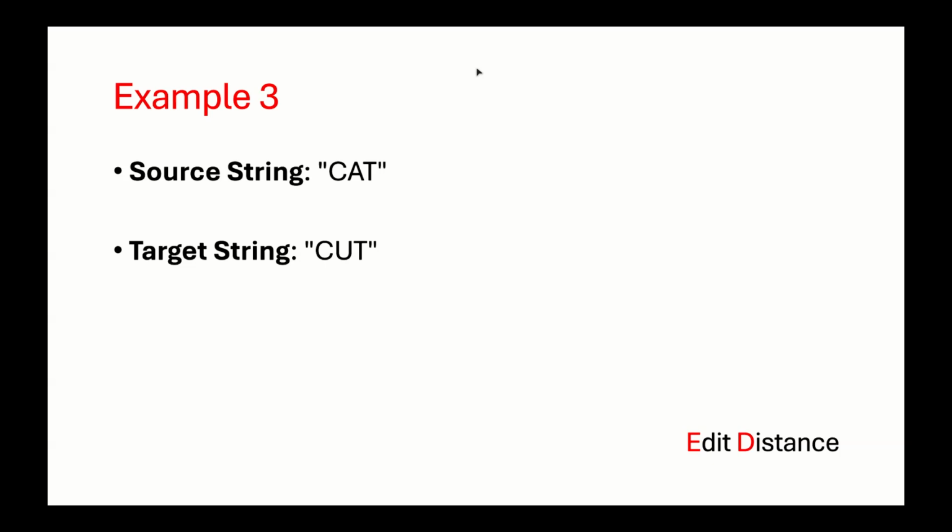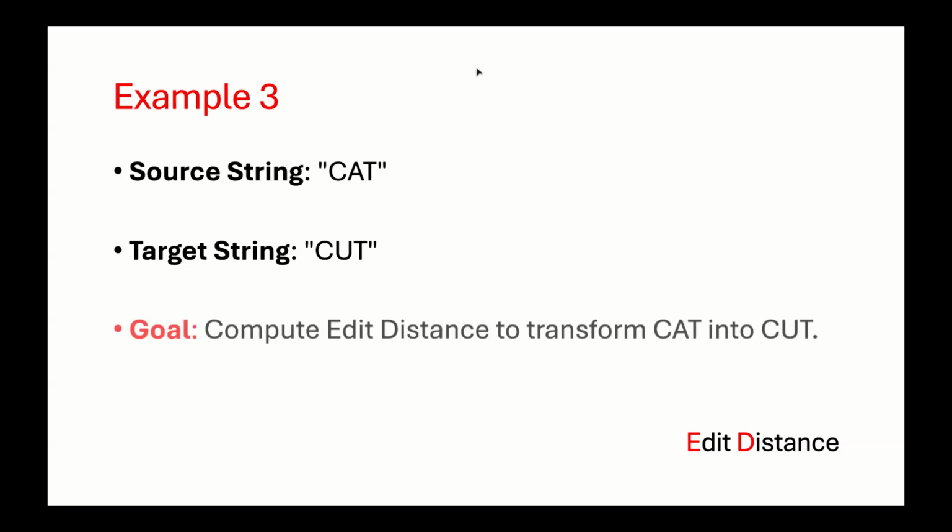Now let's see a more complex example. We will transform the cat string into cut. Again, we want to count down how many edits we need to perform to make this transformation, but this time we will use the tabulation method, a dynamic programming approach.